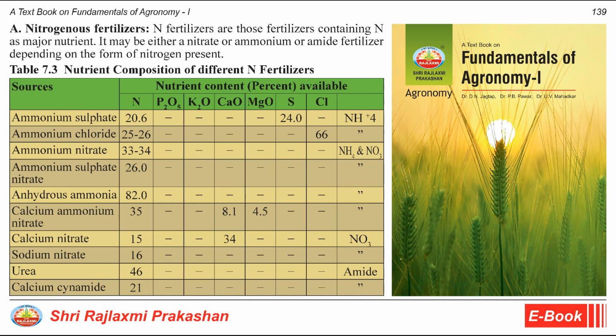Sources: number 9, urea. Nutrient content, percent, available: N 46%, P2O5 0%, K2O 0%, CaO 0%, MgO 0%, S 0%, Cl 0%, amide. Sources: number 10, calcium cyanamide. Nutrient content, percent, available: N 21%, P2O5 0%, K2O 0%, CaO 0%, MgO 0%, S 0%, Cl 0%, none.